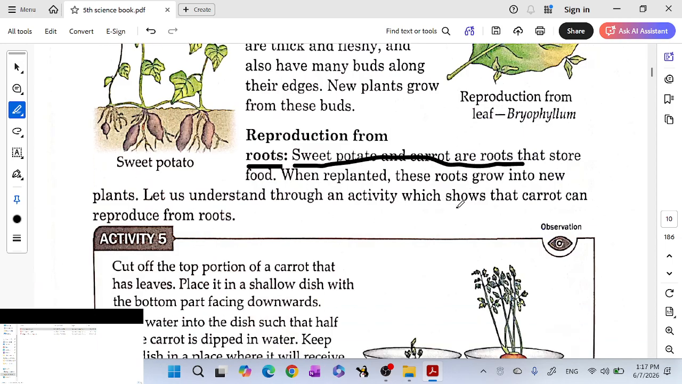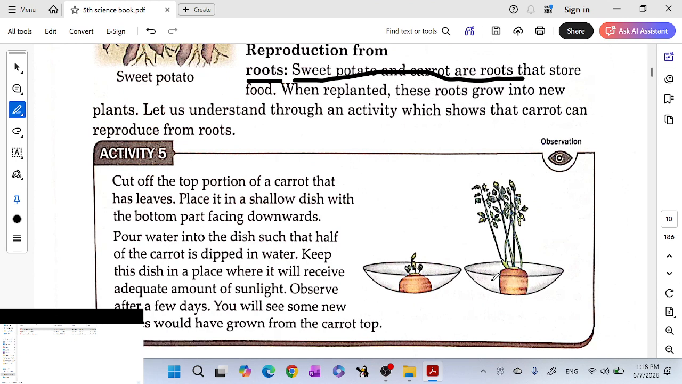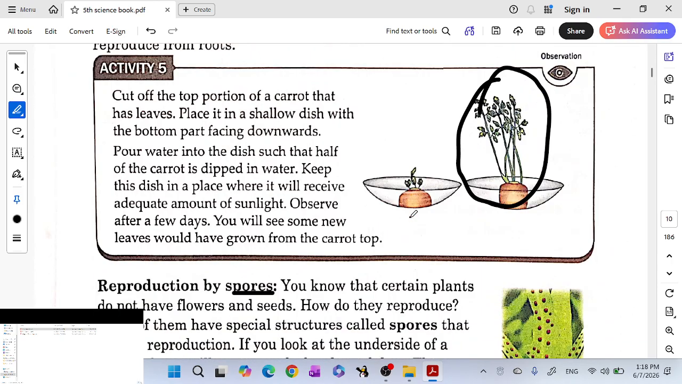Let us understand through one of the activities. Take one carrot, cut it in this way and put it in a dish. Pour some water up to this part and keep the dish in a place where it will receive adequate sunlight. Observe after a few days. You can see leaves and stems grow from the carrot like this. This is the activity you have to do at home.